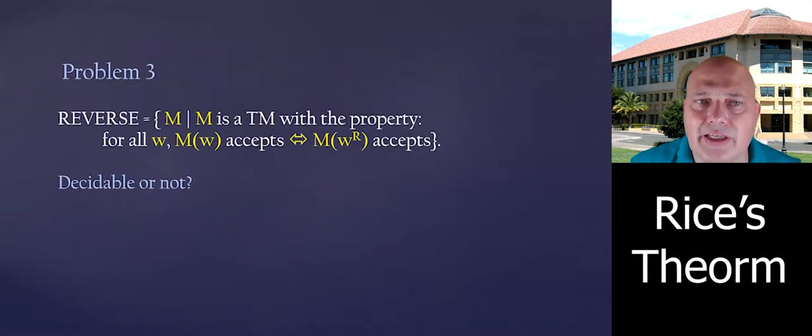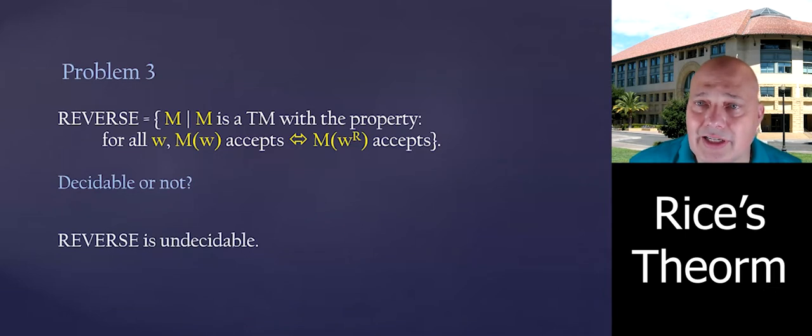And here is a third problem. We'll ask ourselves, is it decidable or not? So we call it reverse. And these are all the machines M, so that M is a Turing machine, and for every W, if M accepts W, then M also accepts the reverse of W. Is it decidable? Is it not? Is it more similar to problem 1, more similar to problem 2? How do we know? And do we need to, from scratch, try to find a reduction if we think it's not decidable?